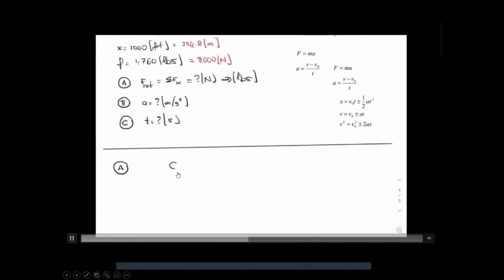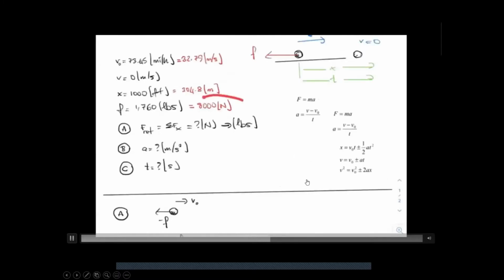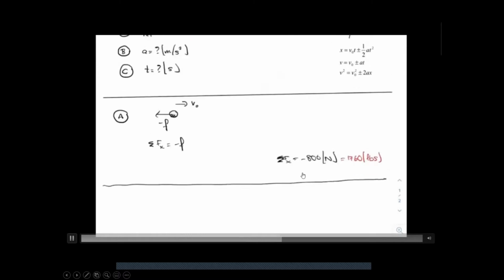The net force is the summation of all forces acting on a system. There's only one force acting: the frictional force. So the net force is the same as the frictional force. That's going to be 8,000, not 800. I'll make a correction at some point. It's going to be 8,000.